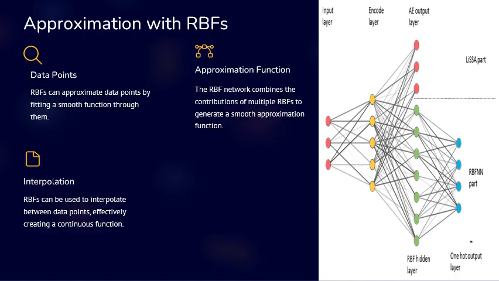Approximation with RBFs. Data points: RBFs can approximate data points by fitting a smooth function through them. And approximation function: the RBF network combines the contributions of multiple RBFs to generate a smooth approximation function. Interpolation: RBFs can be used to interpolate between data points effectively, creating a continuous function.